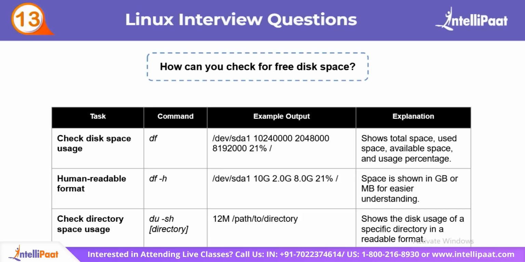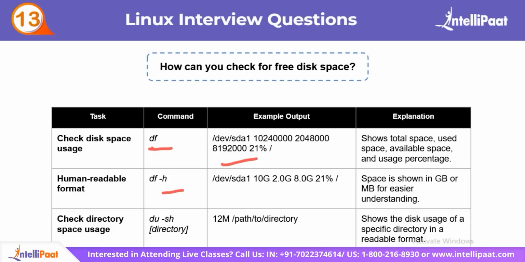Moving ahead with the next question, which is how can you check for free disk space? You can see here the df command, which stands for disk free and shows available and used disk space on the system, and df -h shows disk space in human readable format. When you use the df command, you will get output like this, but when you use df -h, you will get output in a human readable format.